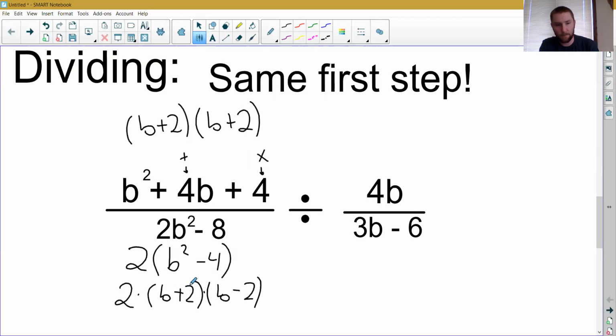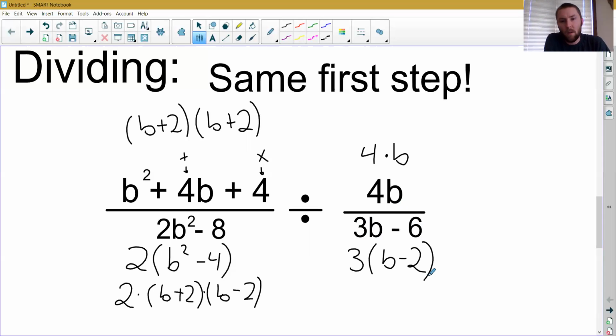Now, in the right-hand expression, the numerator is just one thing. Okay, it's a monomial. It's not added or subtracted to anything. So we're just sort of recognizing this as 4 being multiplied by b. Okay, and then in the denominator, I have 3b minus 6. That's not a quadratic, but I do see a common factor for these two pieces. 3b and a 6 can both be divided by 3, so I'll factor this out, 3 and then b minus 2.